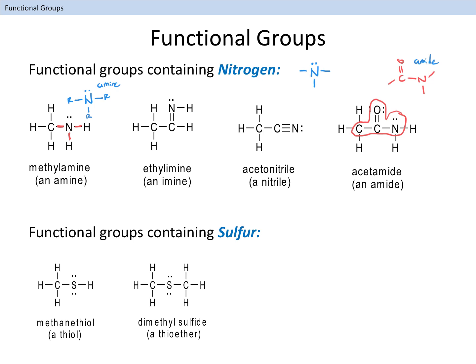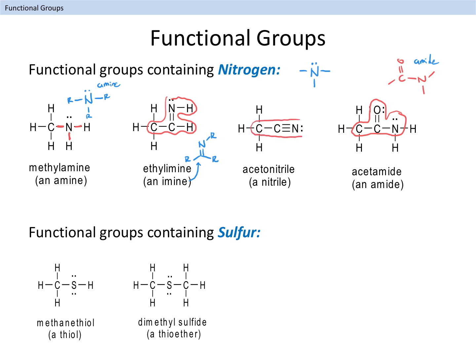What are these other 2 functional groups? One is called an imine. That is the functional group where nitrogen has a double bond to a carbon and a single bond to a hydrogen, or another carbon atom. The other is called a nitrile. A nitrile has a nitrogen with a triple bond to a carbon atom.